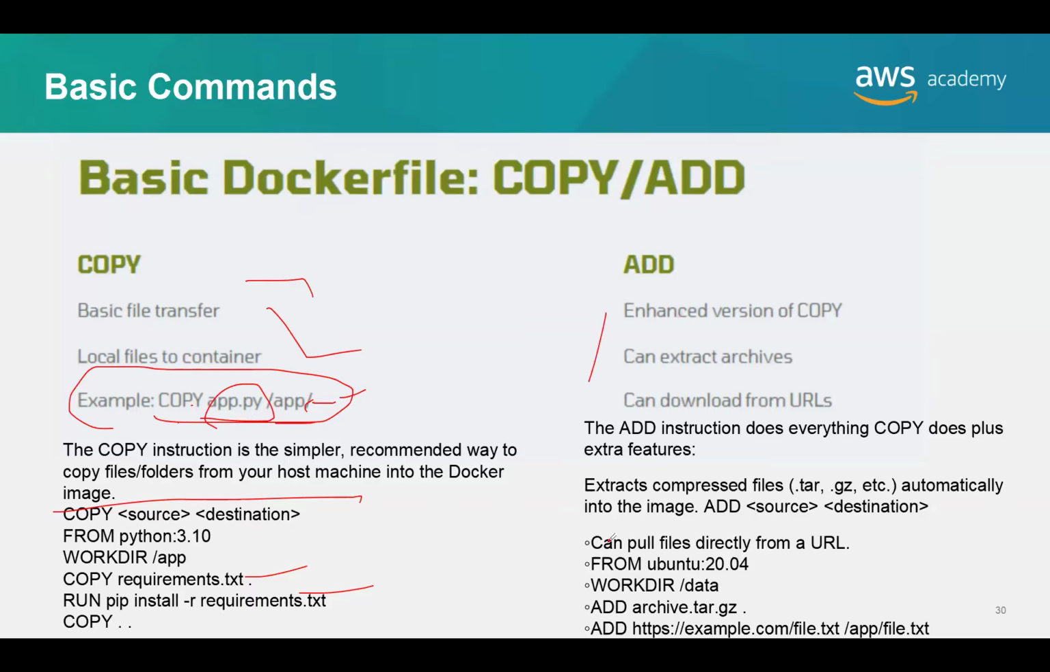Now, to download any version, we can use ADD. We can extract archives and can download from URLs as well. Again, just like COPY, we have a source and destination. Same thing: we have to mention ADD, source and destination.